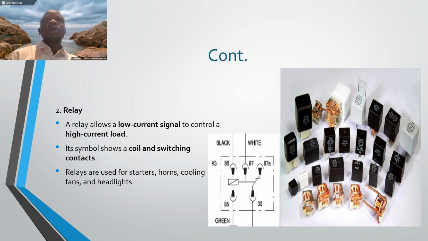Under control components, we'll also cover relays. A relay allows a low current signal to control a high current load. Its symbol is as shown, as you see, with a coil and switch contacts. Relays are used for starters, horns, cooling fans, headlights, etc. As you can see the symbol with the real part, they look different, but this is what translates to the relay when you come to the wiring diagram.